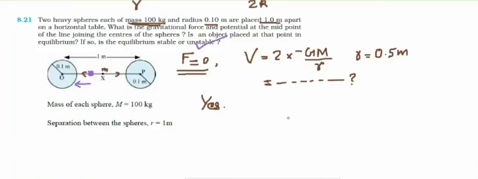Okay, so understand clearly what is the meaning of stable equilibrium and unstable equilibrium. When the object is at equilibrium condition, when it is being disturbed, if the object returns back to the equilibrium position, then that equilibrium is known as stable equilibrium. If the object cannot return back to the equilibrium position, then the equilibrium is unstable equilibrium. So in this case, we have seen the object cannot come back to the equilibrium point X. Therefore, of course, the object is at equilibrium, but its equilibrium is unstable.